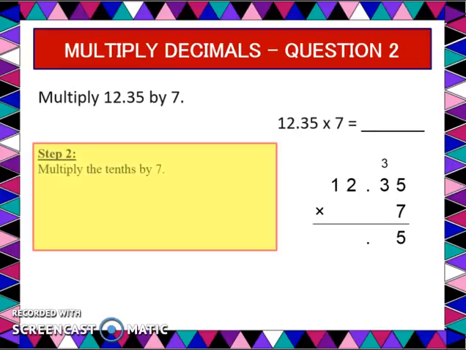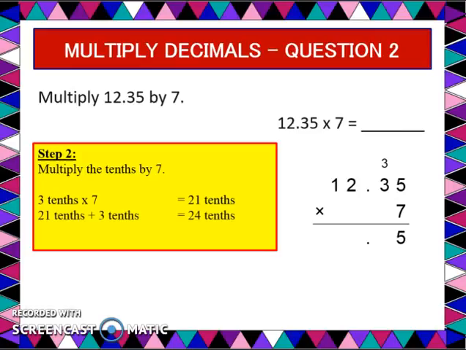Step 2. We now multiply the tenths by 7. 3/10 times 7 equals 21/10. Wait a minute, let's not forget to add the 3/10. We now get 24/10. And I believe we can rename them again. 24/10 equals 2 ones and 4/10. Let's show that on the algorithm.